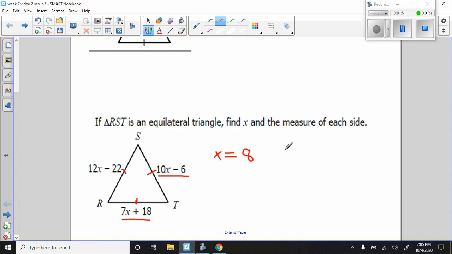And then how would you find the measure of each side? Well, this is equilateral, so all you would need to find is the length of one side. So if I put 8 here and got 80 minus 6 is 74, all these sides are 74, like 74 centimeters, inches, whatever. These aren't degrees, these are lengths.